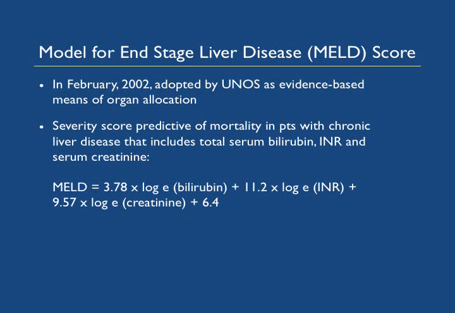But this scoring system is also very useful in determining the prognosis and severity of liver function in all patients with liver disease. The MELD score is a severity score that's predictive of mortality, and it includes total serum bilirubin, the INR, and the serum creatinine in a logarithmic equation listed here. This can be calculated by accessing various websites to calculate a score.